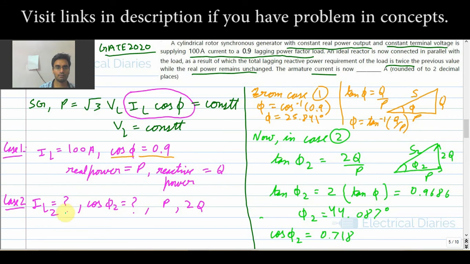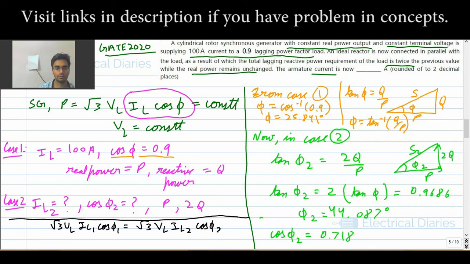Now you just have to put all this in this equation: root 3 VL IL1 cos phi 1 is equal to root 3 VL IL2 cos phi 2. Why am I doing this? Because here it is written constant real power output. So I am taking a new page.